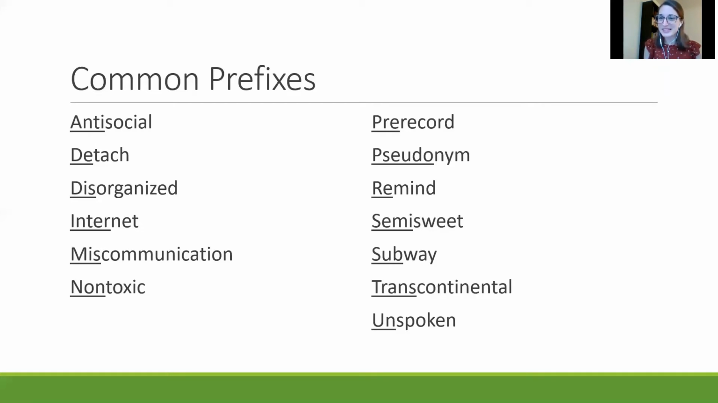Semi-sweet is our next one, and semi means somewhat, right? So semi-sweet would mean it's not totally sweet, not totally sour or bitter, it's just somewhat sweet.